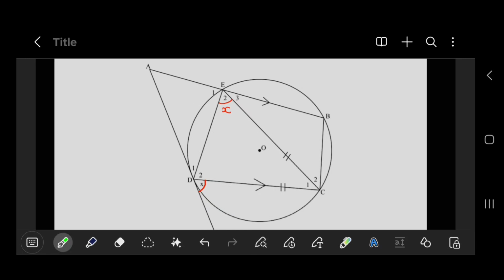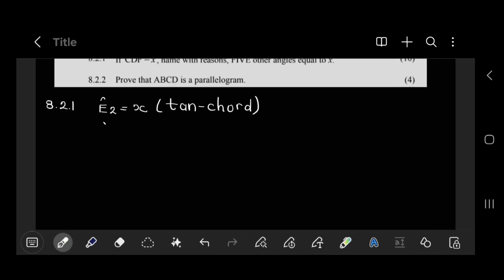But let me show you why. We know that these two lines are equal in length, EC and DC. And we have triangle ECD, which now becomes an isosceles triangle. Two sides equal, two angles equal. So because of this being an isosceles triangle, angle D2 would also be equal to X. So we would say angle D2 is equal to X, and your reason is equal angles opposite equal sides.